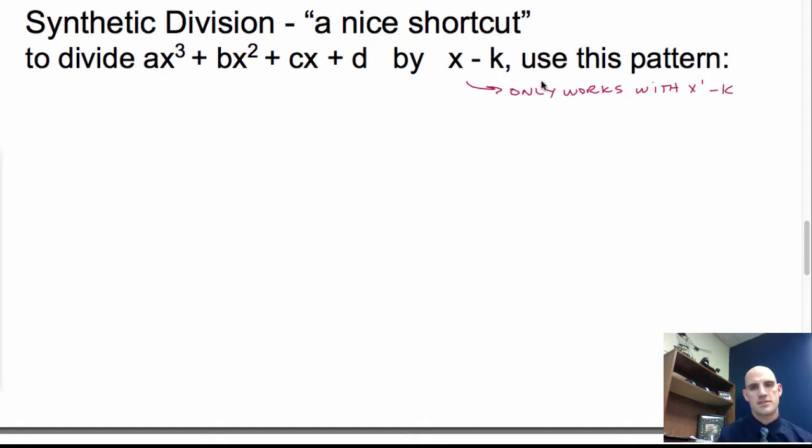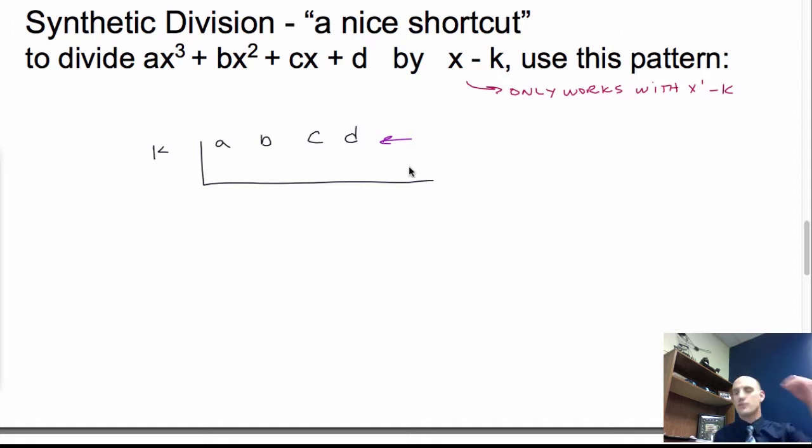Here's how we're going to set it up. This is the pattern that we're going to use. We're going to put k on the outside, and then we're going to draw our box like this. And what we're going to put in here is the coefficients of our dividend. So in this case, it would be like a, b, c, d.